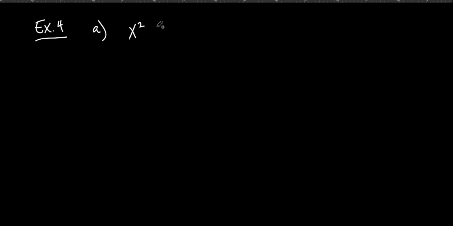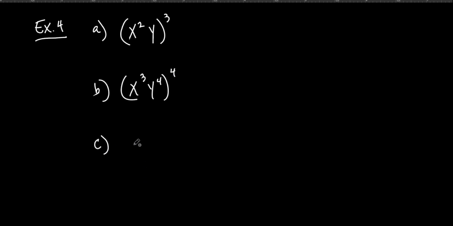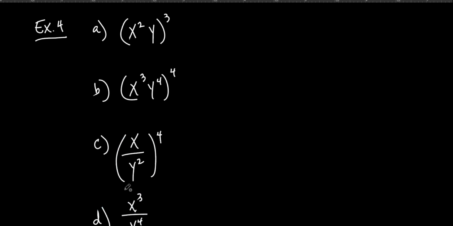Okay, write this down. X squared y cubed. All right? Shouldn't be too hard. Part B, kind of the same thing. Just gives you a few chances to practice. That's to the 4th. Then C. Now we're going to throw in a fraction. This is to the 4th. And part D, another fraction. X cubed over y to the 4th. And that's squared. That whole thing is squared. There you go.